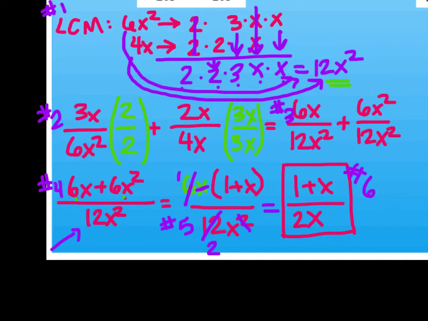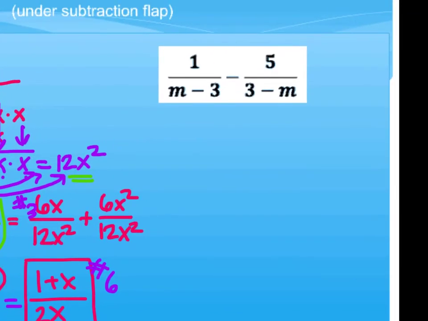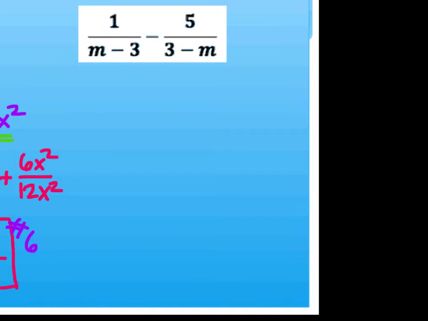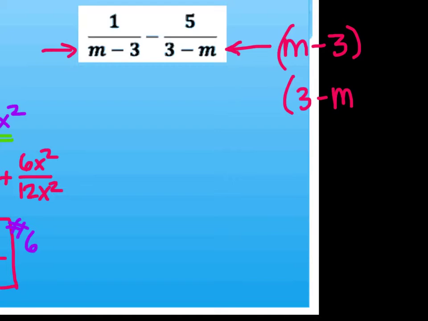So we're going to do the same thing with one more problem, and it'll be nice and fun. So we have 1 over m minus 3 minus 5 over 3 minus m. Our denominators, m minus 3 and 3 minus m, are opposite binomials. We know how to do this.